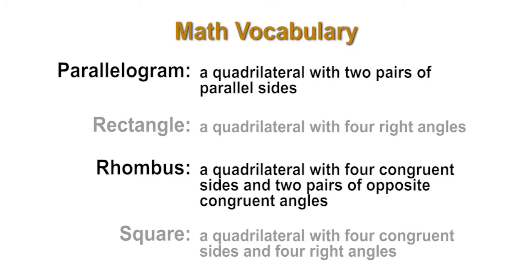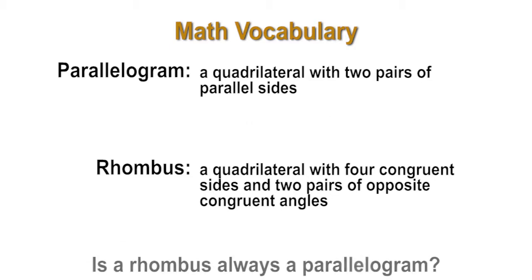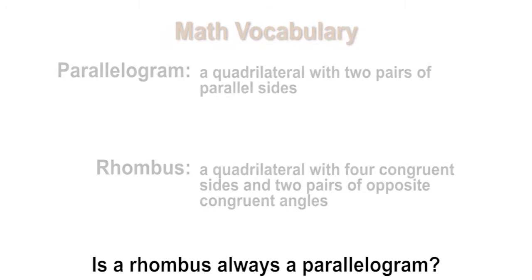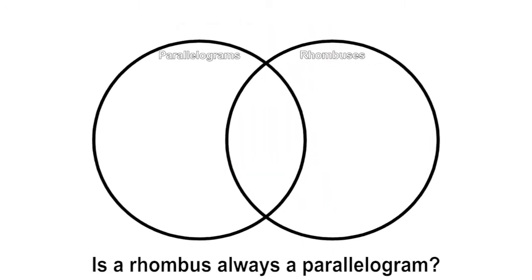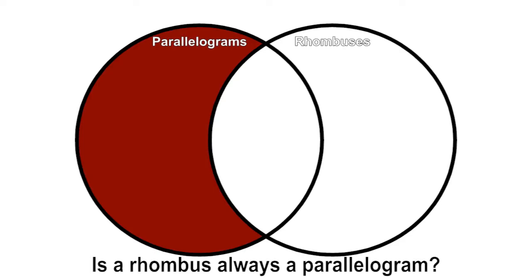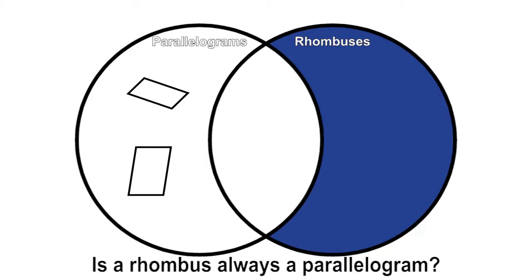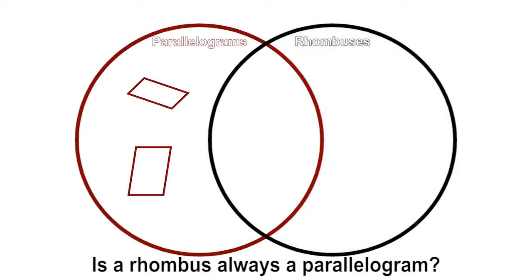We will first examine parallelograms and rhombuses, keeping in mind the question, is a rhombus always a parallelogram? We will use a Venn diagram to answer this question. In the parallelogram only section, we could add any four-sided shape with two parallel sides as long as the sides are not all congruent. We cannot add any shape into the rhombus only section because all rhombuses have two pairs of parallel sides, and that is the definition of a parallelogram.